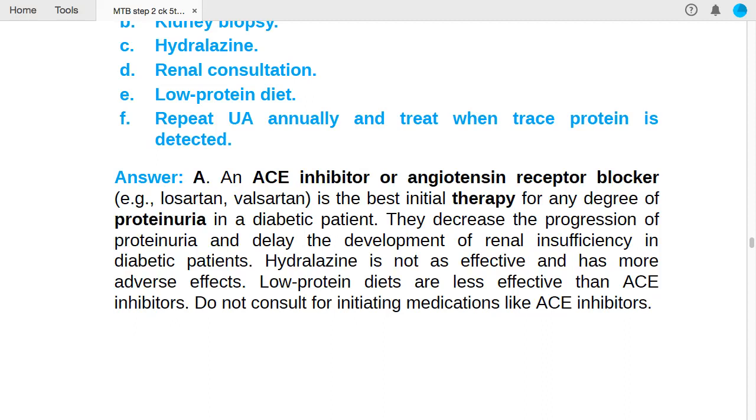The one with more adverse effects, why should we use it as the best initial or next step, right? Low protein diets are less effective than ACE inhibitors, so we will advise them, but it's not the only thing we ask the patient to do. We definitely go for the ACE inhibitors. Do not consult for initiating medications like ACE inhibitors. We can start them on our own.